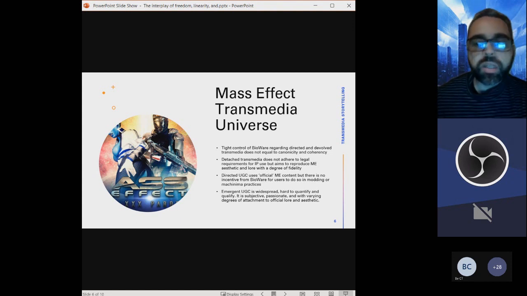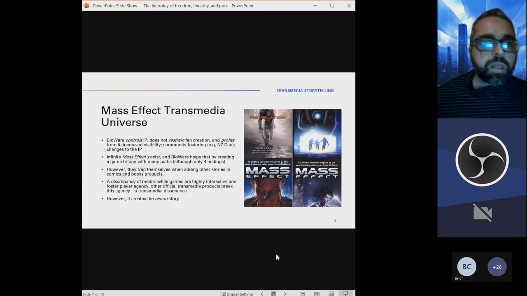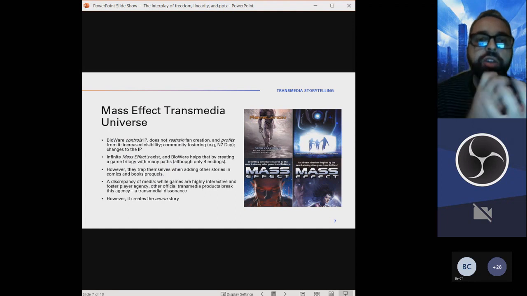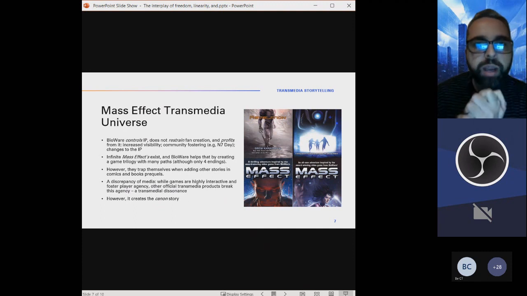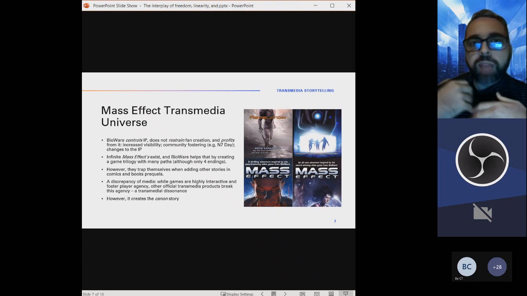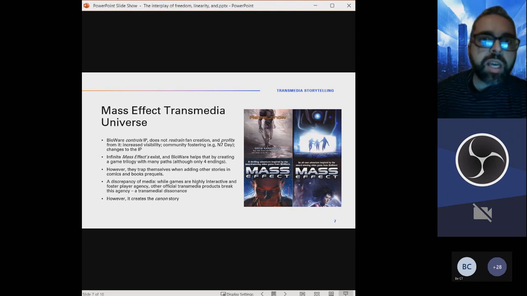BioWare does control the IP, but of course they don't restrain fan creation. You don't see cases of BioWare suing people, at least not as far as I know. Instead, they actually profit from it. They have increased visibility. They foster community. Hence, the N7 Day, for example, allowed changes to the IP to happen. Stephanie showed earlier some things about Mass Effect marketing, and a lot of those changes that happened with the inclusion of FemShep to the marketing was because of fans and a bit of fan activism happening there.